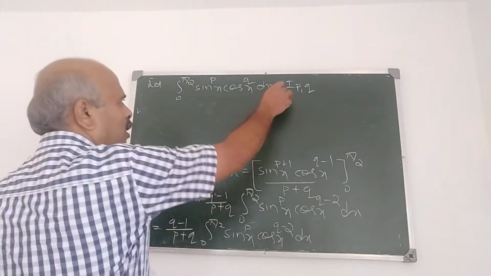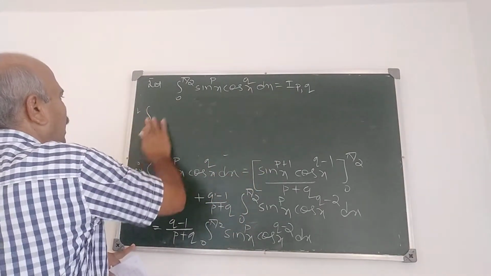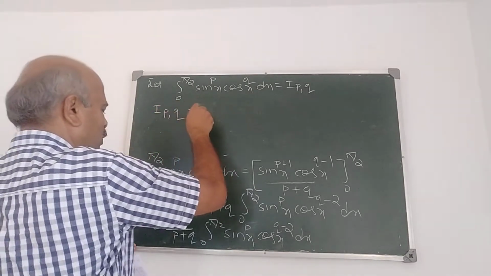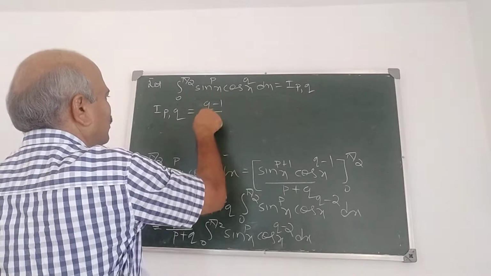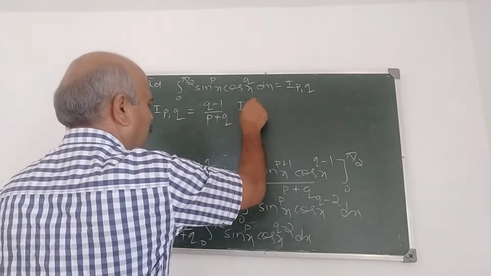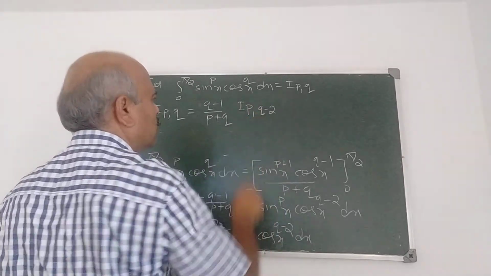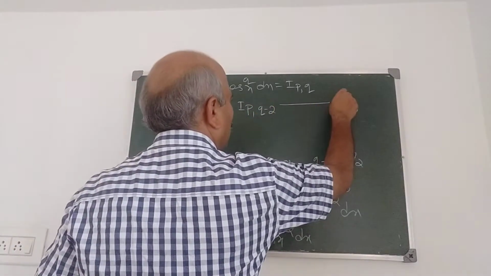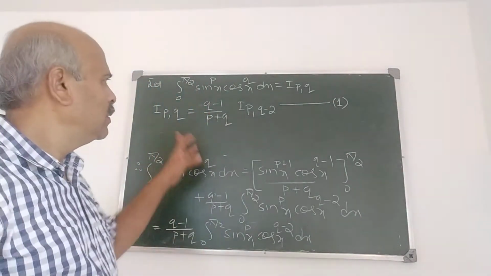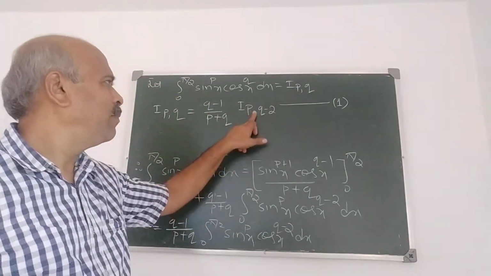So in terms of our notation, we get I(p, q) is (q minus 1) by (p plus q) times I(p, q minus 2). Now this serves as a recurrence formula.